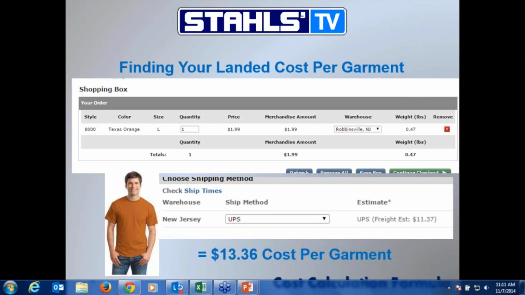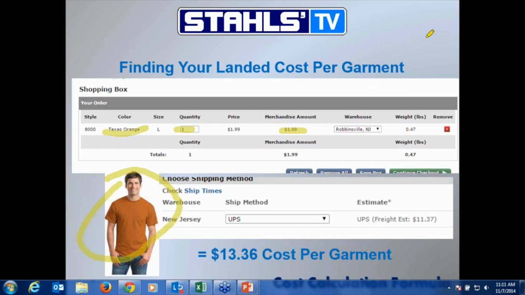So the example that I have on the screen here, let me highlight a couple key pieces. We see we're ordering a quantity of one piece in this basic t-shirt from Sanmar. We can see the price point for the Texas orange color on this single piece shirt is $1.99. Very good price for a blank t-shirt. Of course, when you're in the checkout process, you can select your warehouse, which impacts your freight rate. Ideally, for those of you that are lucky enough, you have some sort of blank apparel provider close by to you where you can pick up or where they have delivery, something like that.